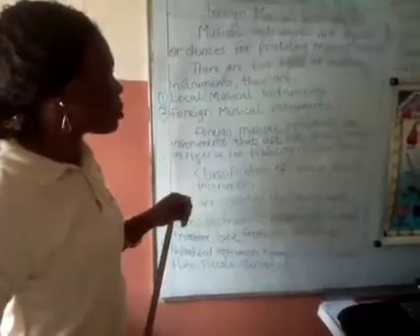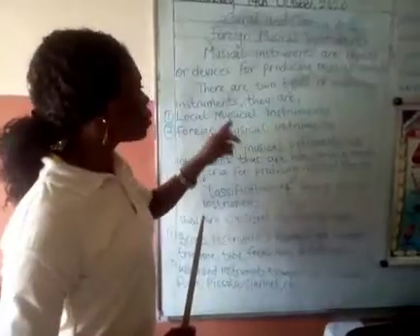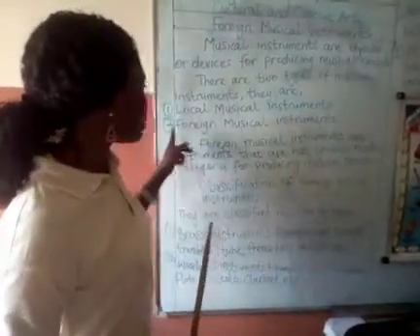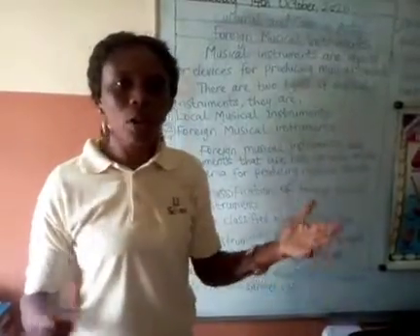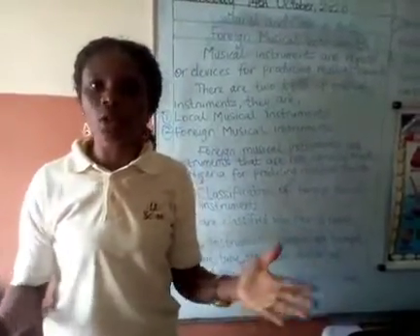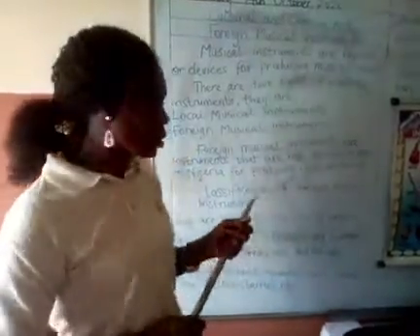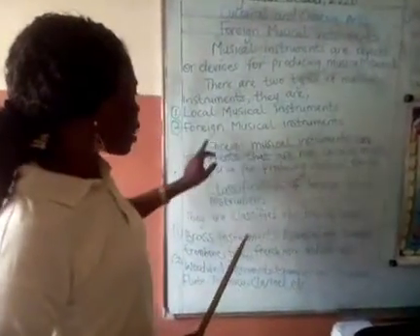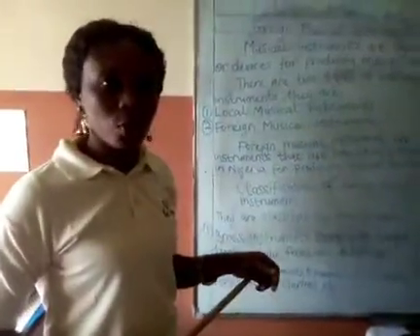Now, there are two types of musical instruments. The first one is the local musical instruments, and the second one is the foreign musical instruments. The local musical instruments are instruments that can be produced and found around us. Now, let's look at our main aim of concentration: foreign musical instruments.